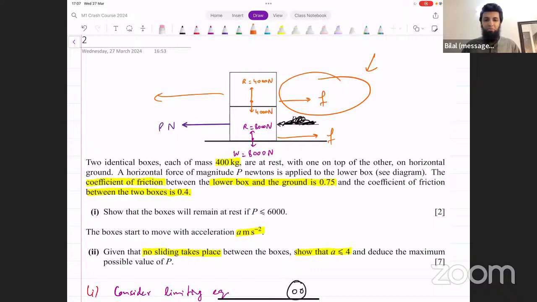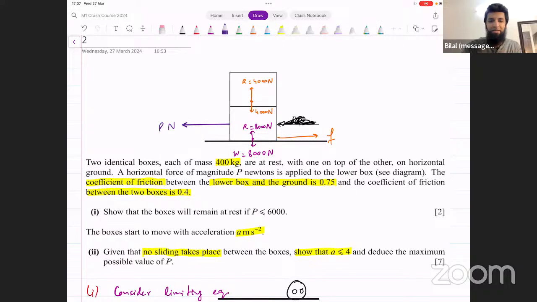How can the upper box move then? The P Newton force is actually acting on the lower box. There's no force acting on the upper box in this situation. If friction was to be on the right side, basically what happens is when the lower box has a force of P Newton applied towards the left side, the upper box is going to try and slide down. In which direction is it going to try and slide down? Towards the right side.